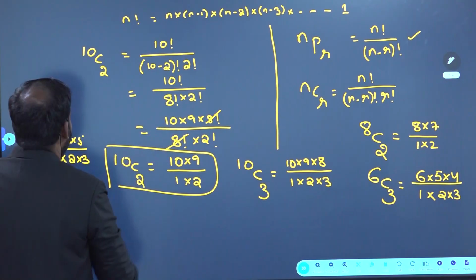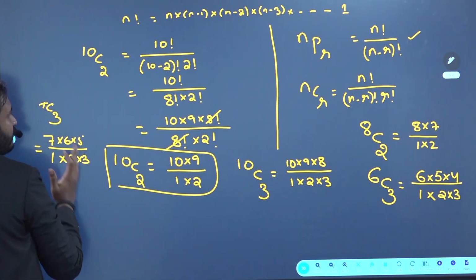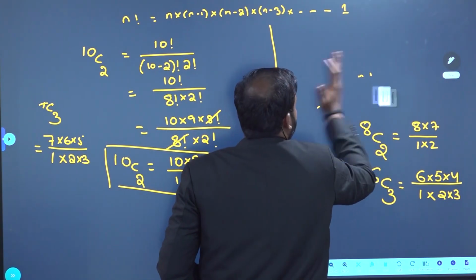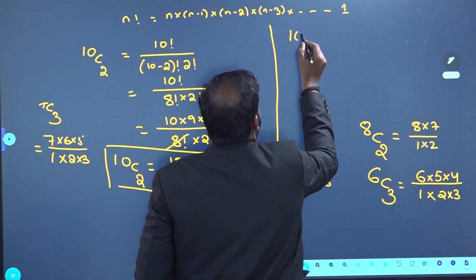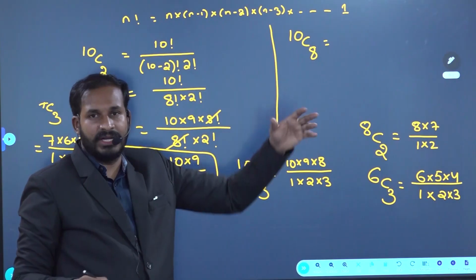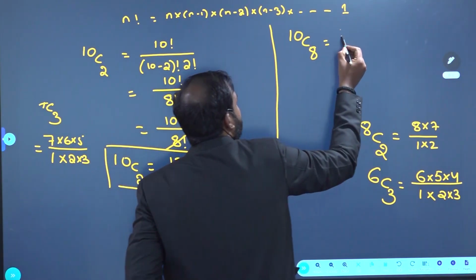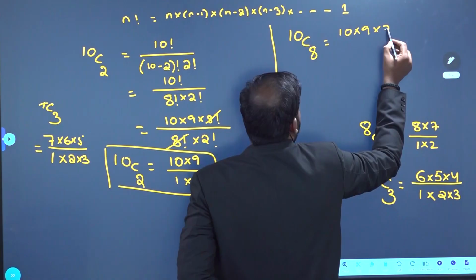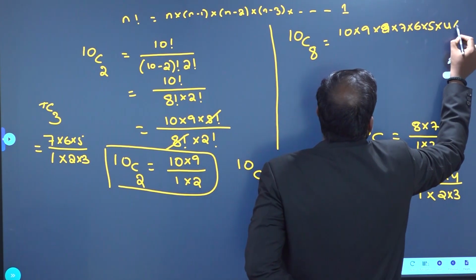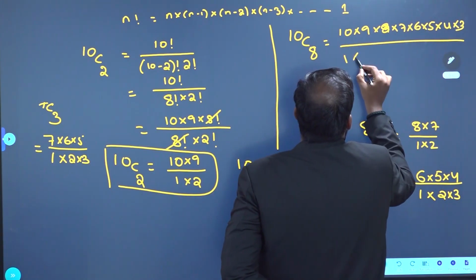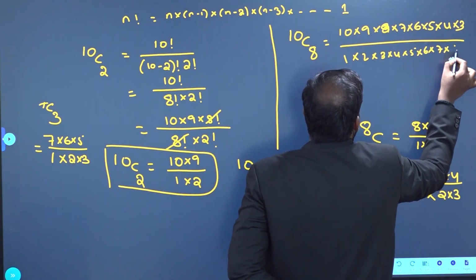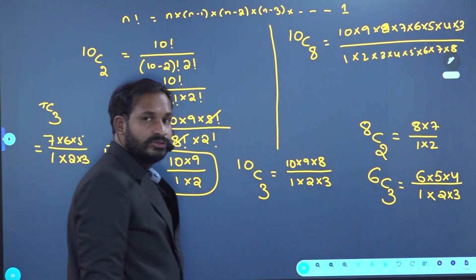Next, there is one more thing. For example, if I have something like 10C8, just now I told you, right? Based on this, you reduce it. So, sir, should I do it in this manner? 10 into 9 into 8 into 7 into 6 into 5 into 4 into 3 by 1 into 2 into 3 into 4 into 5 into 6 into 7 into 8. Should I do this one? No, you should not do this one.